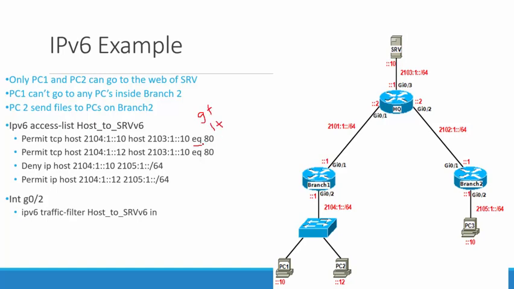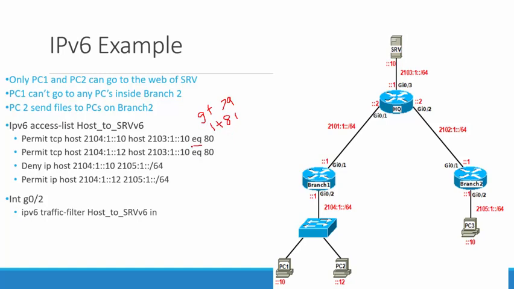So if I wanted to do everything 80 and above, include 80, all the ports 80 and above, I could have done, instead of doing equal to 80, I could do greater than 79. Or if I wanted to do all ports 80 and below, I could do less than 81. So everything less than 81 would be 80, 79, and so on.